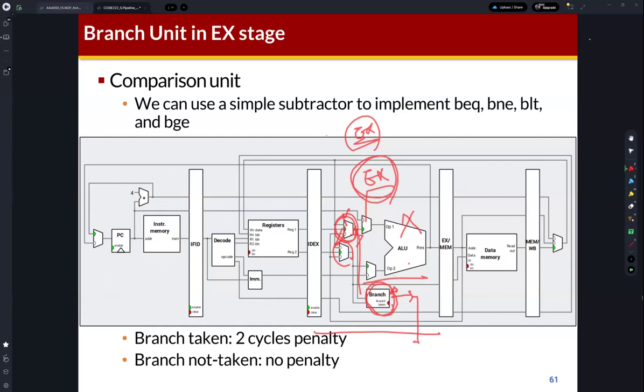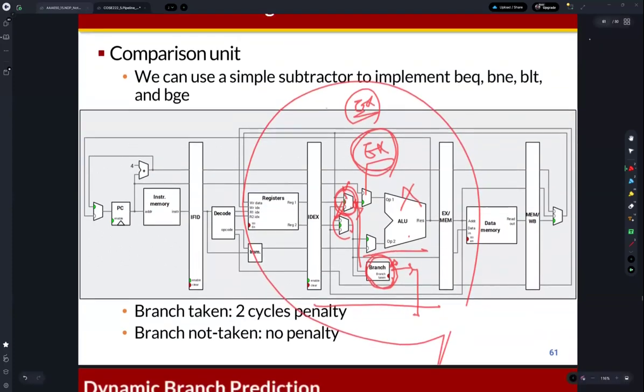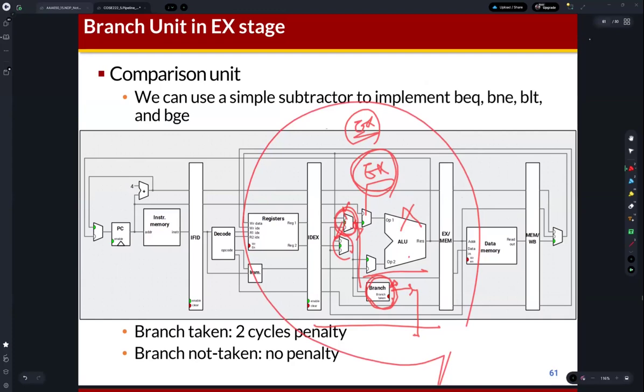Okay. So anyway, I like this structure better, which means we can use the dedicated branch unit in the EX stage. If the branch is taken, which means the branch is true, then the penalty is 2 cycles. Those 2 cycles are wasted. If the branch is not taken, there is no penalty.